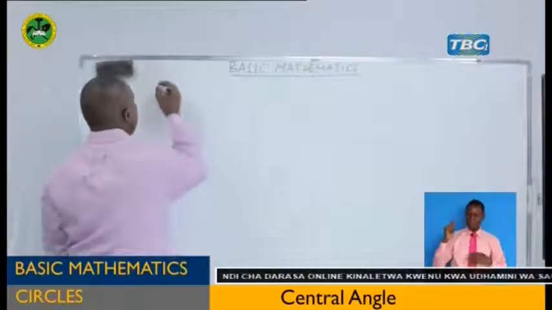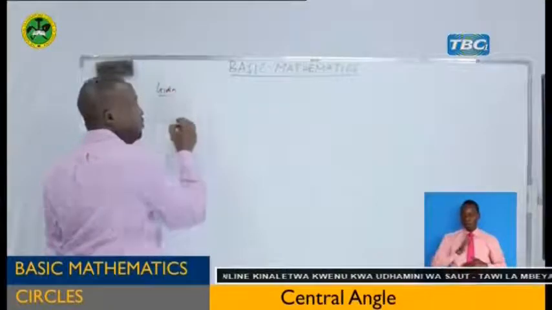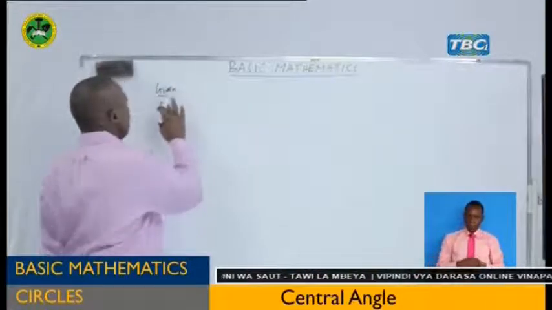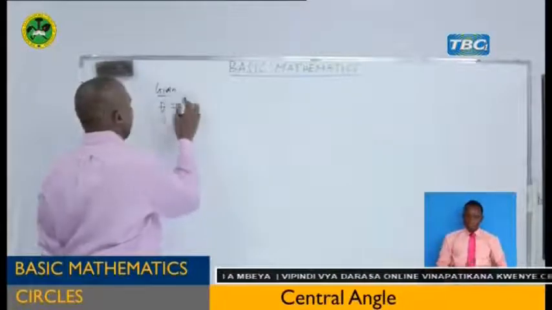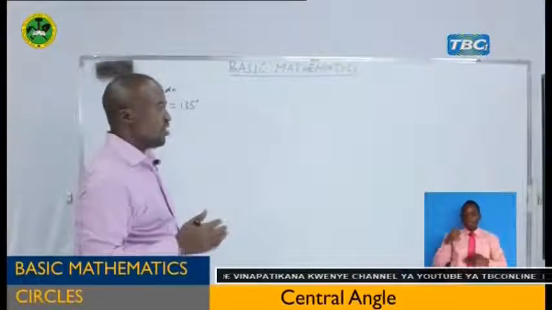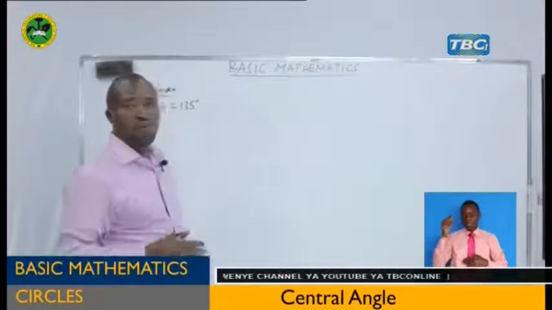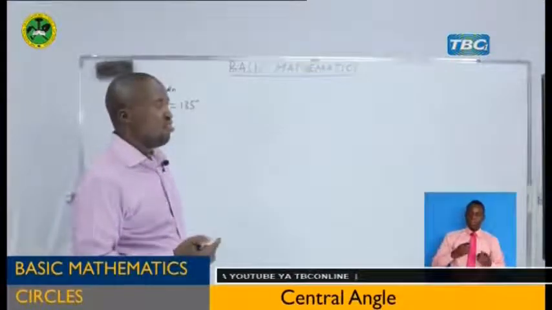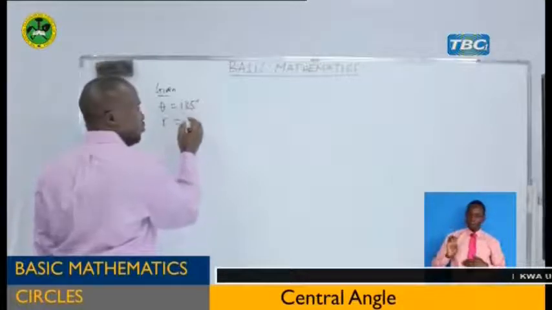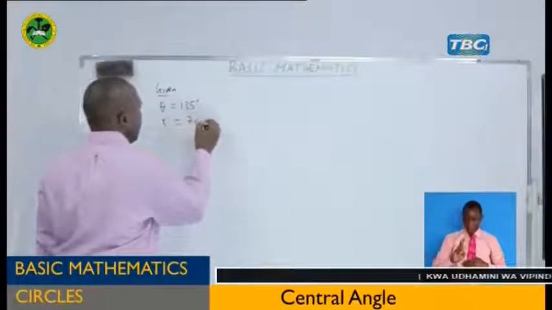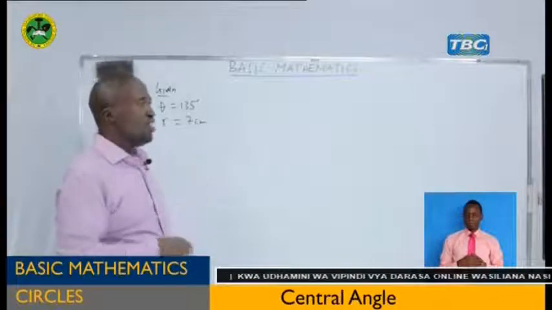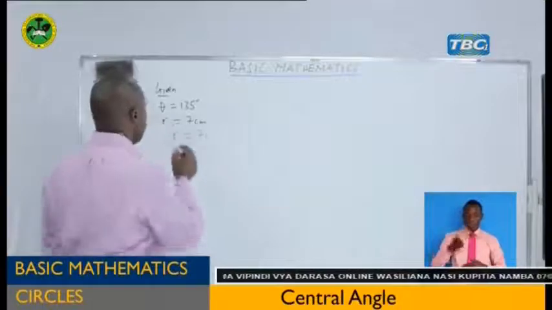So now, let us start with the given. We have the central angle, theta, which is equal to 135 degrees. But again, we have the length of the spoke, which is the same as the radius of the bicycle wheel. That is r equals 7 centimeters. Now our intention is to find the length of an arc, that is L.